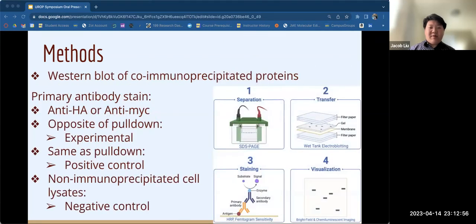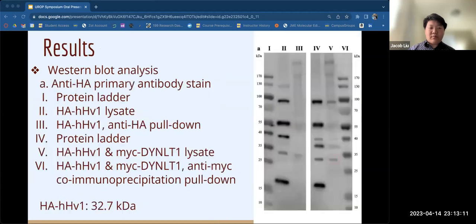Co-immunoprecipitation studies were visualized by Western blot. Staining with a primary antibody opposite of the pull-down antibody allowed visualization of interacting proteins. Staining with the same primary antibody as the pull-down antibody ensured positive controls. Non-immunoprecipitated cell lysates served as negative controls.